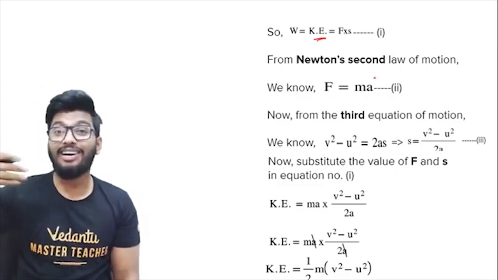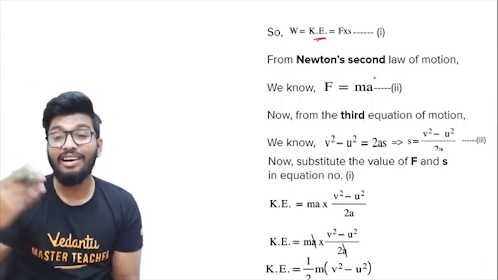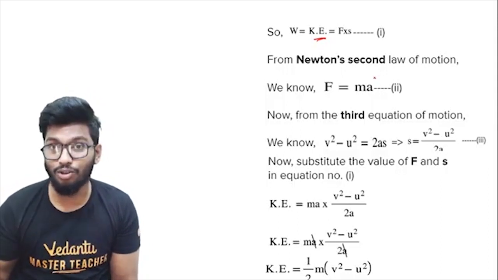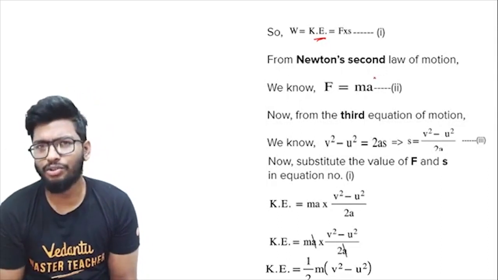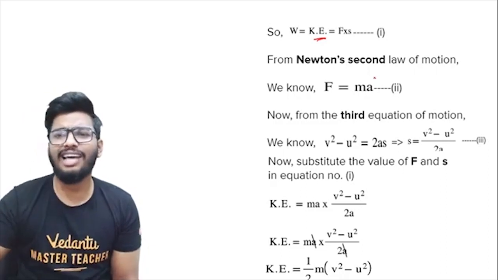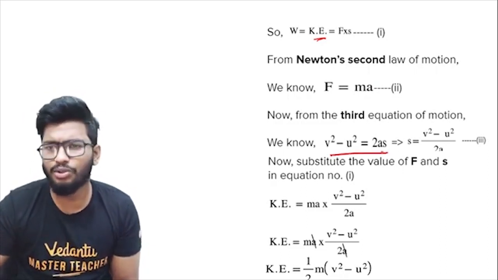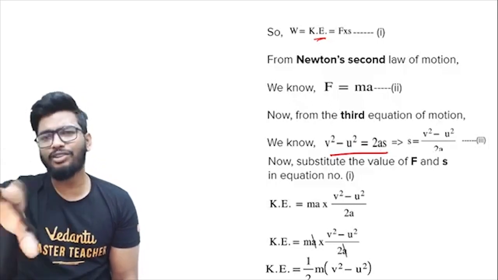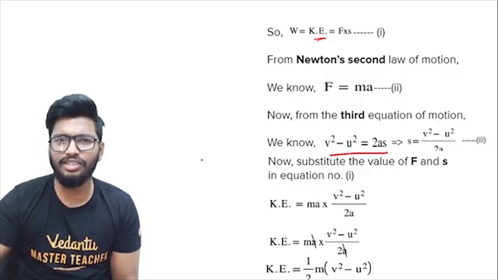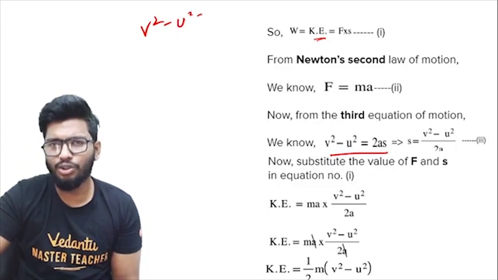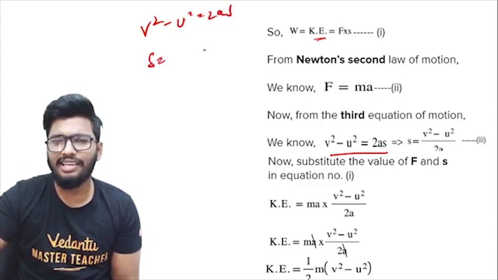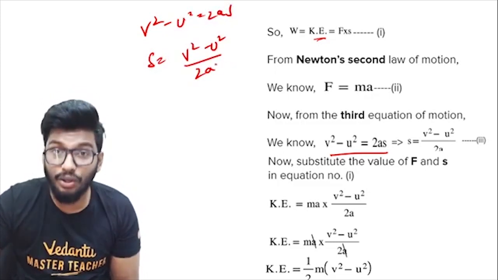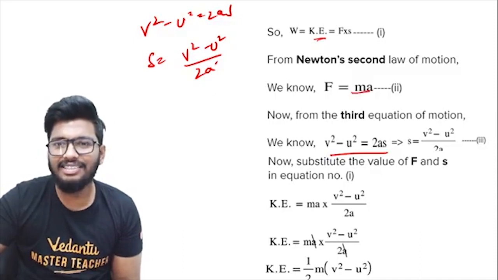And according to the equation of motion, from the third equation of motion, you know the initial velocity, you know the final velocity, and you know the acceleration also from Newton's second law of motion. So you can use the third equation of motion, that is v square is equal to u square plus 2as, or v square minus u square is equal to 2as, and find out the value for s. So rearrange the equation. You'll get v square minus u square is equal to 2as. So s is equal to v square minus u square divided by 2a. Substitute this in the first equation.